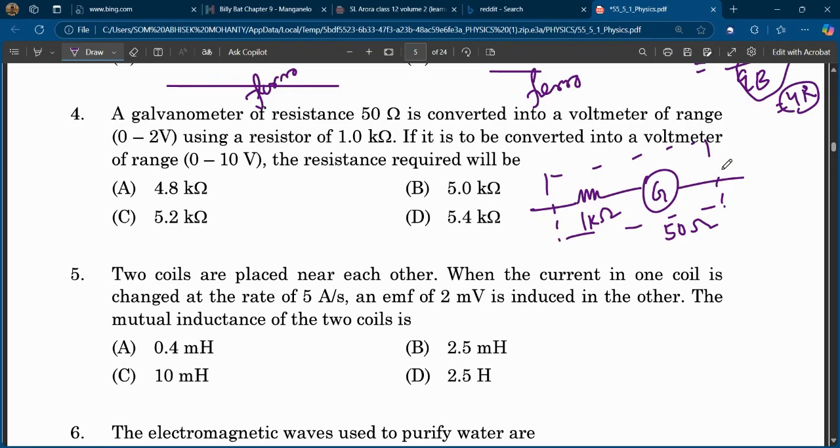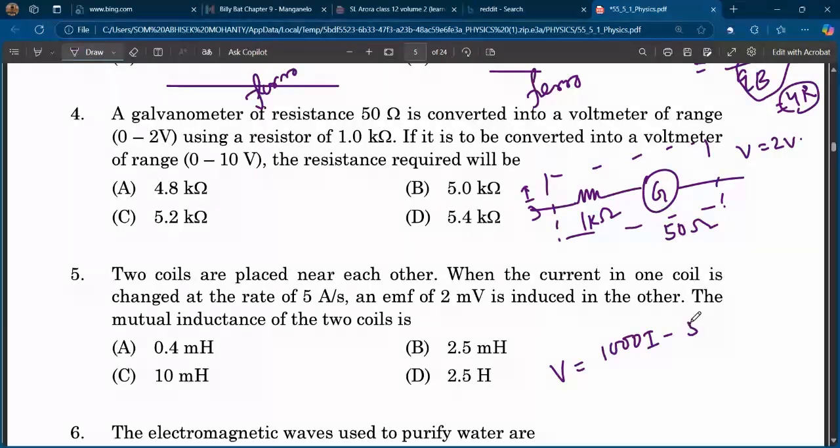So the voltage we are getting is 0 to 2 volts. Suppose it is converted to a voltmeter of 10 volt, the resistance required will be a very simple question. Again, this is the current, and V will be I into R. So V is equal to, the 1 kilo ohm, suppose 1000 into I minus 50.